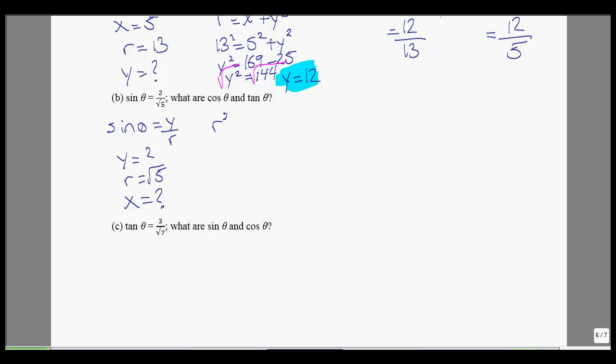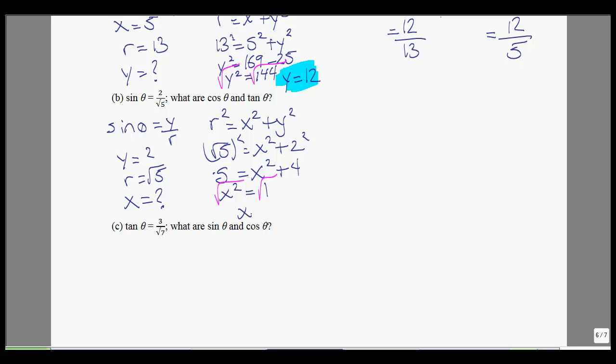We'll use Pythagorean. R squared equals x squared plus y squared, which is root 5 squared, and x squared and y squared is 2. We'll be left with 5 equals x squared plus 4, hence x squared equals 1. And square rooting, we find that x equals 1.